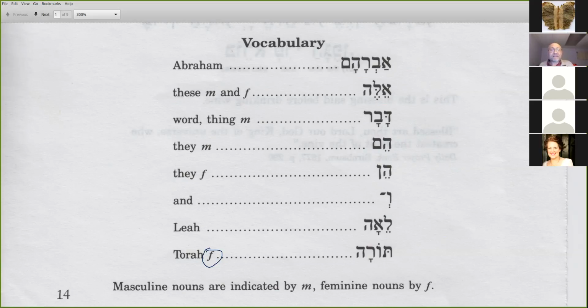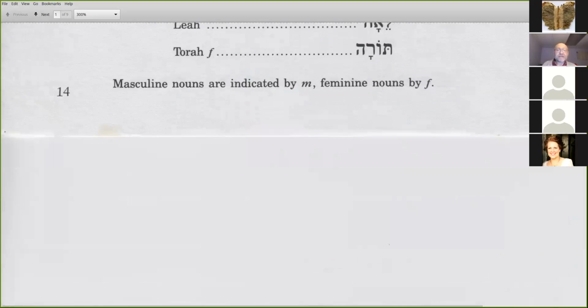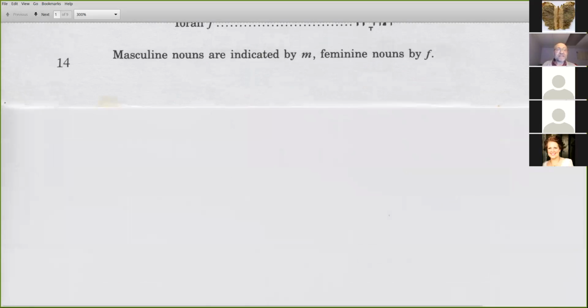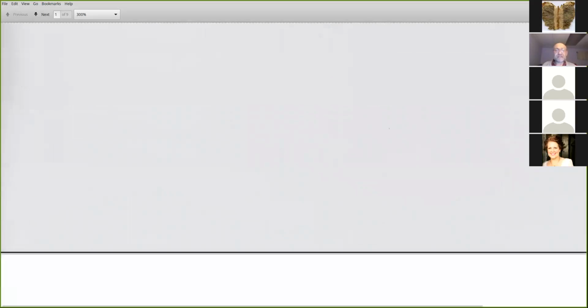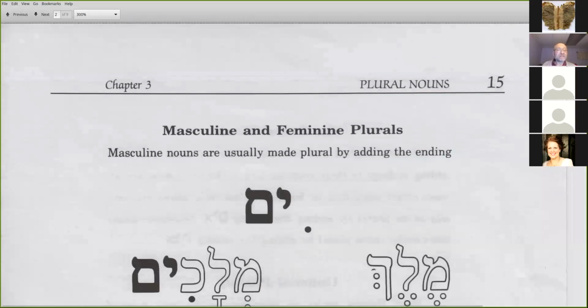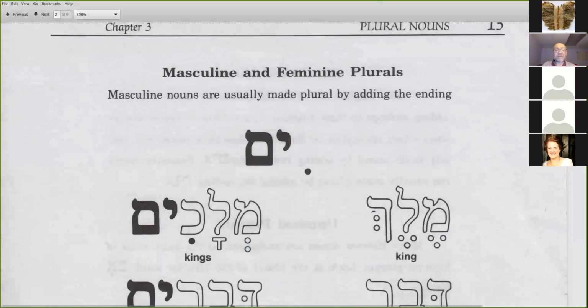All right, let's see here. I'm done with my soapbox sermon. Move down here. Okay, so masculine nouns are indicated by M, feminine nouns by F. That's kind of self-explanatory. Let's go down to masculine and feminine plurals.